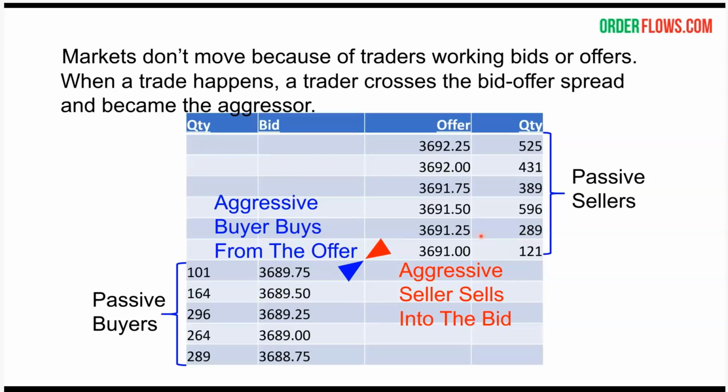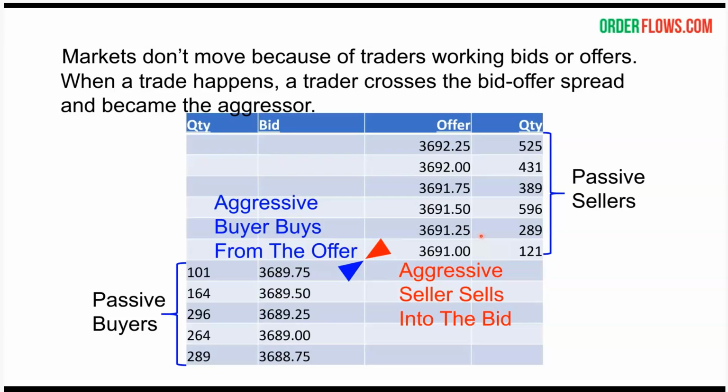So that's not what a lot of retail traders think. They actually think the opposite. They think, well, there's a big buyer a couple ticks below the market, it must be going up. That's not what moves the markets, right? It's the actual trades that move the markets. So for a trade to happen, the aggressive buyer has to cross the bid offer and lift the offer, right? Aggressive buyers buy from the passive sellers. Aggressive sellers, on the other hand, cross the bid offer and sell into the bid. They sell to the passive buyers.